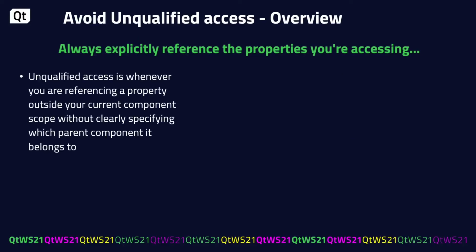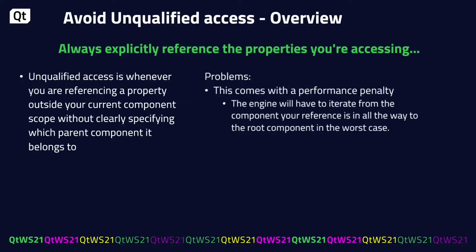Unqualified access. Unqualified access is whenever you're referencing a property outside your current component scope without clearly specifying which parent component it belongs to. If that confuses you, don't worry, we will see many examples that will illustrate what exactly unqualified access is and what it can look like in various instances. There are several problems with unqualified access. One of the most obvious problems is that it comes with a performance penalty, because the engine will have to iterate from the component you're referencing in all the way to the root component in the worst case.